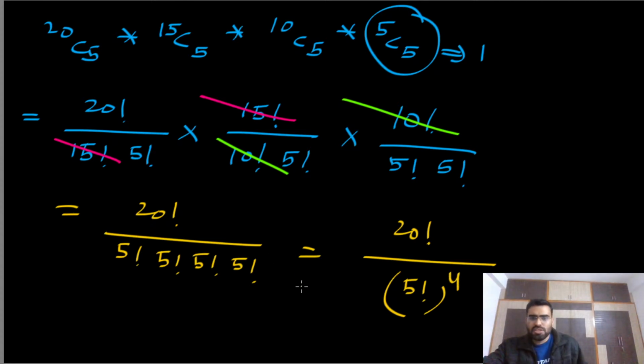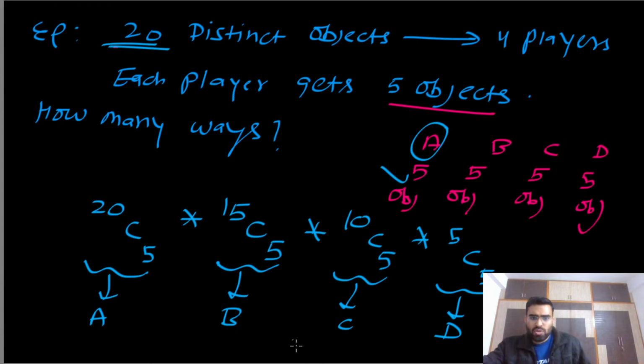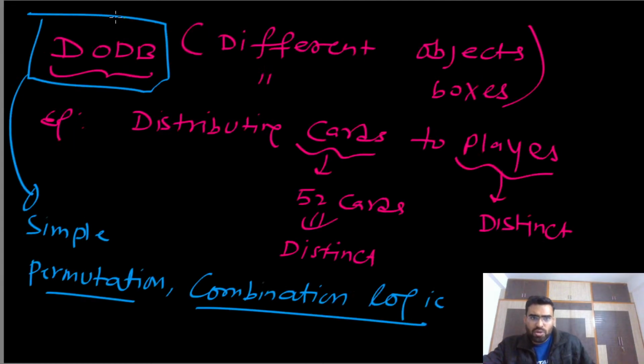So this is how you can do all the DODB questions. Remember, again I am telling you, for DODB don't remember any formula. Just simple permutation combination logic you have to apply. Just apply the logic, nothing else.